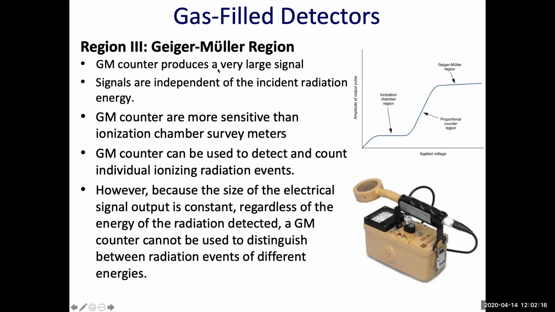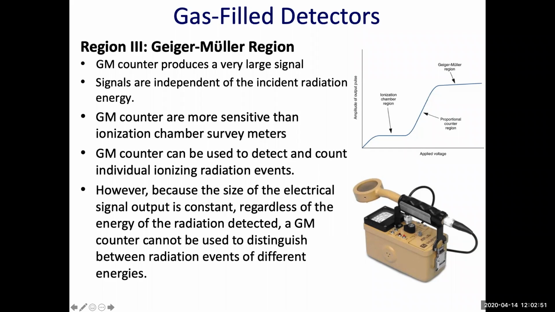The Geiger-Müller counter produces a very large signal. You can see here, this is the signal, this is the output voltage. You can see it's higher than a proportional counter and higher than an ionization chamber. Signals are independent of the incident radiation energy, so this kind of detector cannot discriminate between energies. Geiger-Müller counters are more sensitive than ionization chamber survey meters. They can be used to detect and count individual ionizing radiation events, so it is operated in pulse mode.